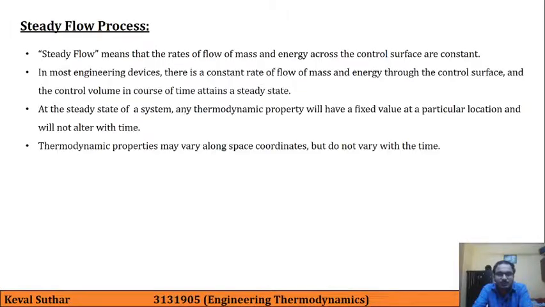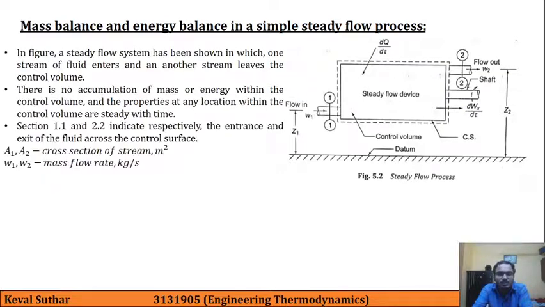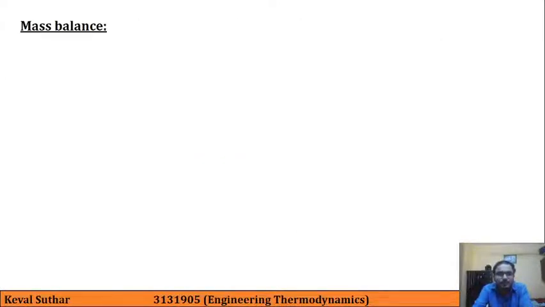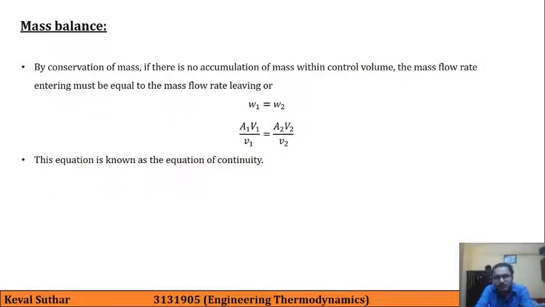Then we studied about steady flow process. Then mass balance and energy balance in simple steady flow process. We took this example, and these are the nomenclature of it. Then we studied about mass balance, which is W1 is equal to W2 if there is no accumulation of mass within the control volume. And W is written as A into capital V divided by small v. Here capital V is velocity and small v is the specific volume. And this equation is also known as equation of continuity.